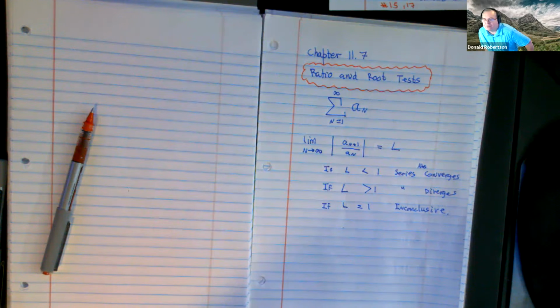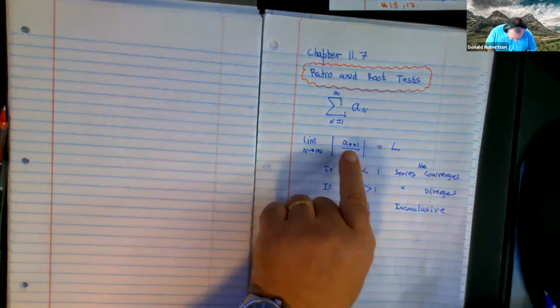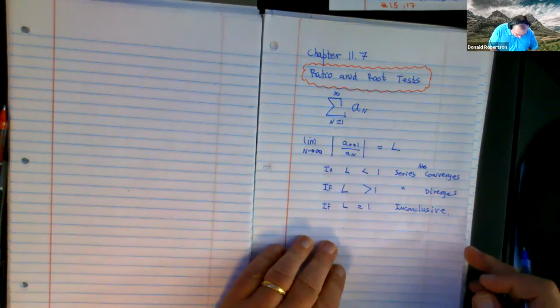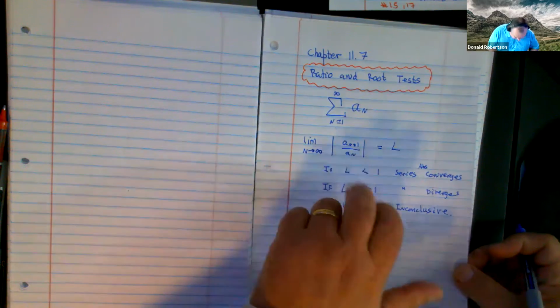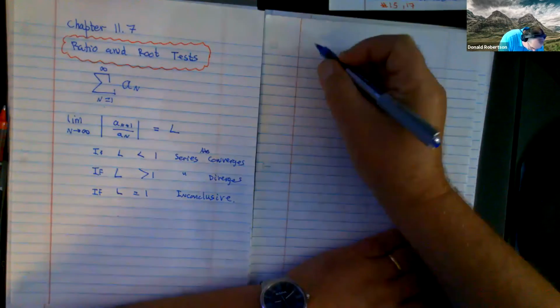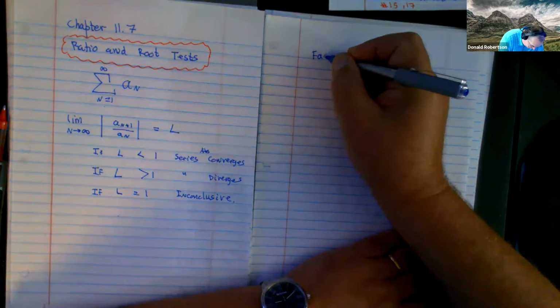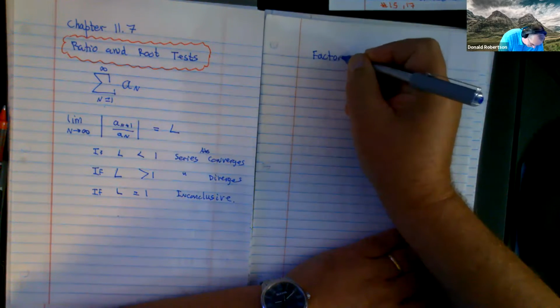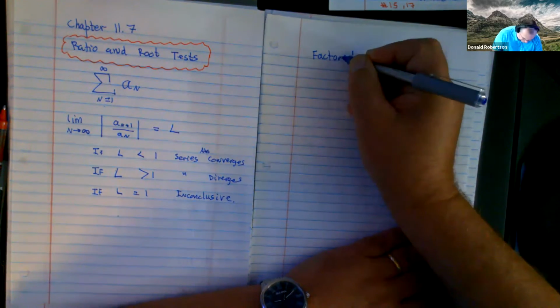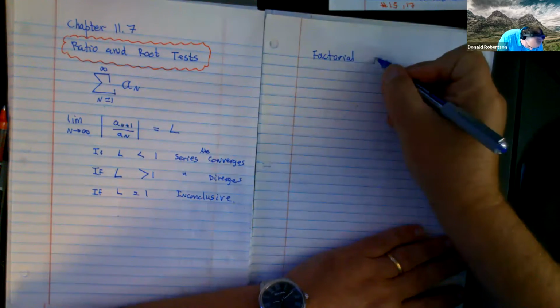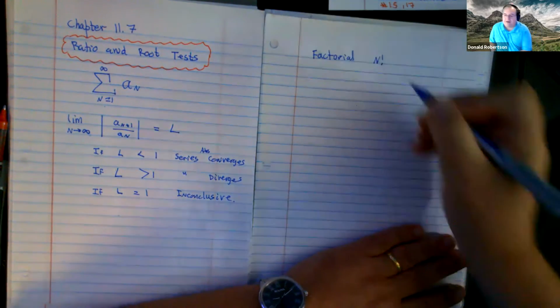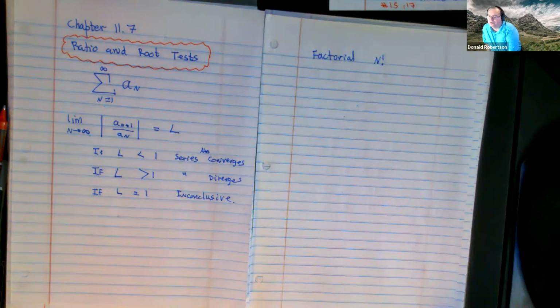And in 11.7, you have to use the ratio or the root test. Now, I haven't got into what this thing looks like yet, but before I even talk about that, let's do a side issue, because you're going to be dealing with these guys a lot. And that is factorial. It looks like that guy. That's n factorial, is how you say that out loud.